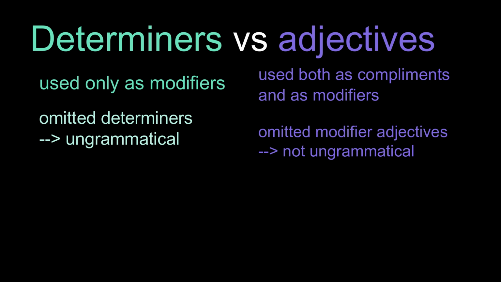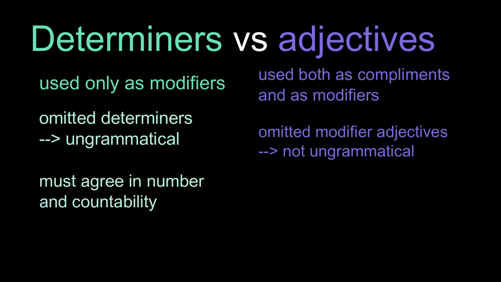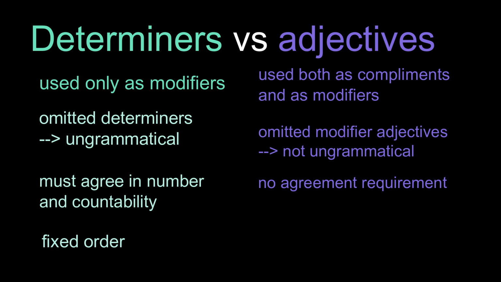As we learned in the previous section, determiners must agree with nouns in terms of countability and number, while adjectives have no such agreement requirement. This is why modern categorization separates determiners from adjectives and treats them as two different parts of speech. There still is a difference between determiners and adjectives, and that is the fixed order in determiners when more than one determiner is used in a noun phrase.